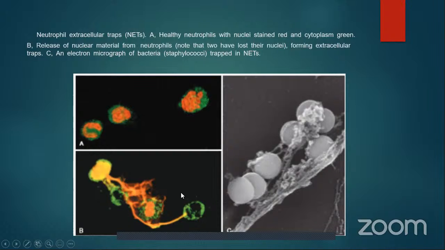Now if you see the electron microscopic picture, this is how it looks. This is all their trap. This is the extracellular trap of the nuclear material of the neutrophils. These are the bacteria. Usually the one represented here is a staphylococcus, a cocci, a round shaped bacteria which is trapped in this meshwork of neutrophil extracellular trap.